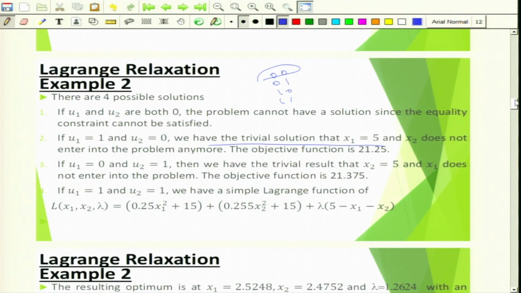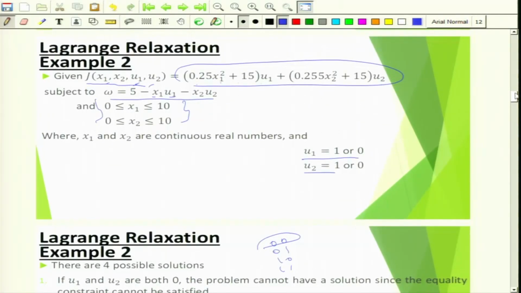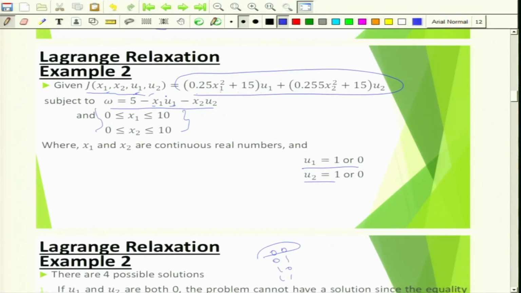That means now let us put u1 is equal to 1 and u2 is equal to 0. What do you get? x2 is 0, right? u2 is 0, this is gone. Then 5 minus x1 is equal to 0, right? That means our x1 is equal to 5. So there is a trivial solution possible for x1 is equal to 5.